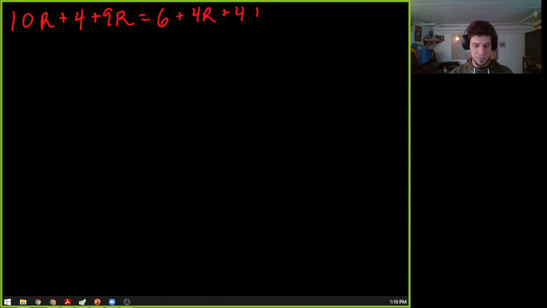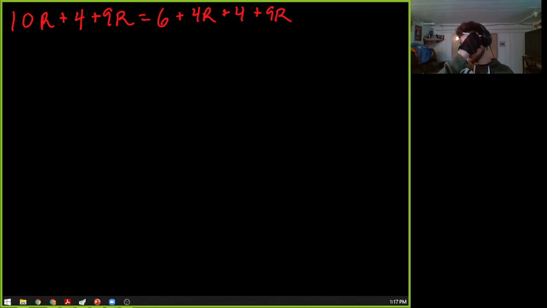Alright, so this big long equation might look intimidating, but it's actually quite simple. So it's 10r plus 4 plus 9r equals 6 plus 4r plus 4 plus 9r. So before we jump in there, let's take a look. What are our like terms?